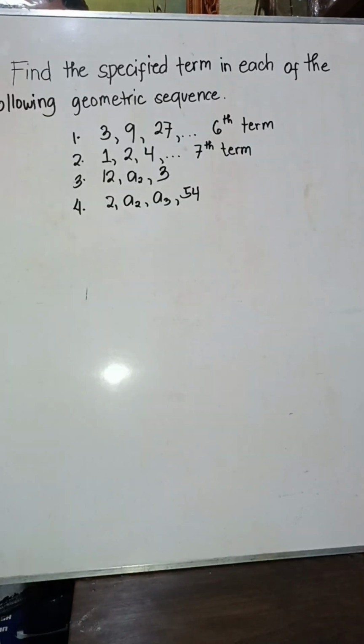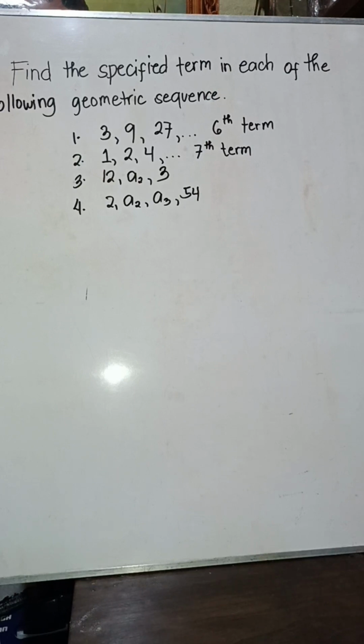Okay, good day, class. In the previous lesson, you were able to derive the formula in finding the nth term of a geometric sequence. To review what you have already learned in finding the nth term of the geometric sequence, let us first try these examples. Find the specified term in each of the following geometric sequences.